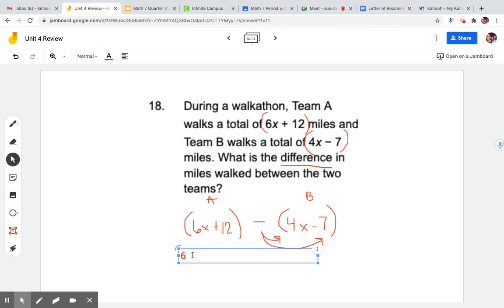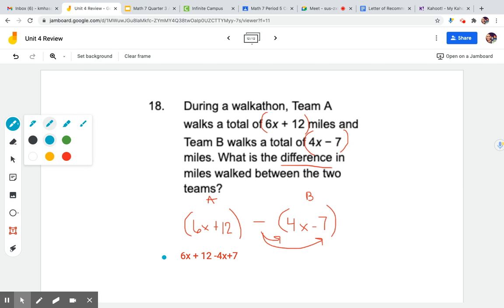So when I rewrite this, I'm going to get 6x plus 12 minus 4x, because that's a positive 4x. And when I distribute that negative, I get minus 4x plus 7. Opposite of a negative 7 is positive 7. From here, I combine like terms. I could do commutative property if I needed to, but I see a 6x and a minus 4x, which gives me a positive 2x. And then I have a positive 12 and a positive 7, which gives me positive 19. So I get 2x plus 19 is the difference in miles.